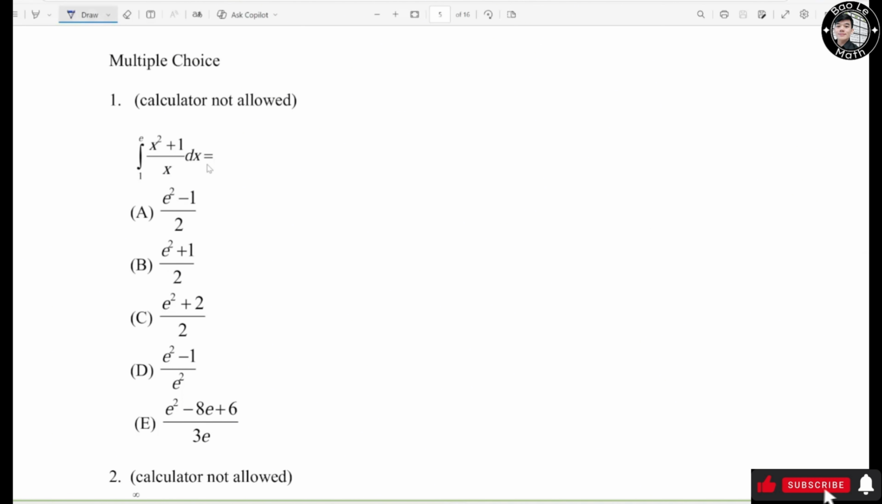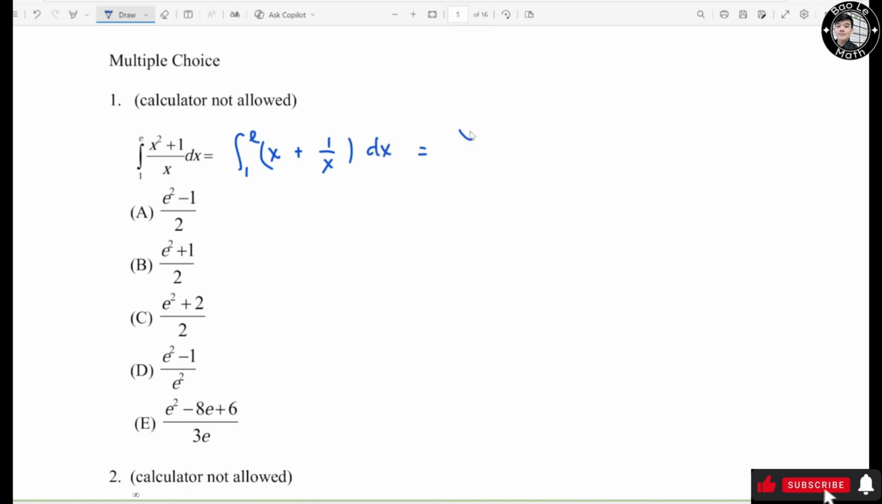Now let's move on to question 1. We need to calculate the integral from 1 to e of (s squared plus 1) over s. Because the degree of the numerator is greater than the degree of the denominator, we just do long division, or we just separate this one. So it's going to be the integral from 1 to e of s plus 1 over s ds.